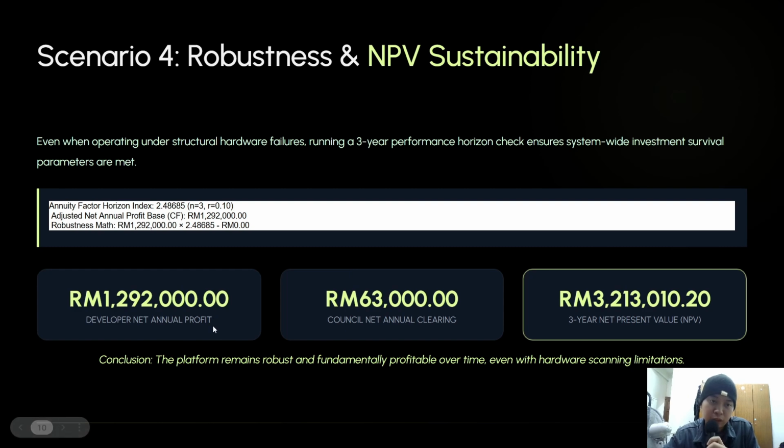And then this is the robustness and NPV sustainability. For the developer, net annual profit is 1,292,000. Then the council net annual clearing is 63,000. And then the 3-year net present value NPV is 3,213 ringgit. So the conclusion is the platform remains robust and fundamentally profitable over time, even with hardware scanning limitations. That's all from me. Thank you.